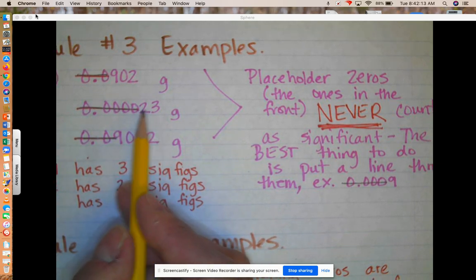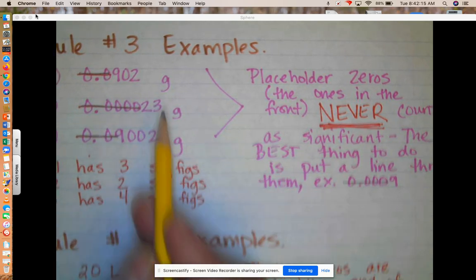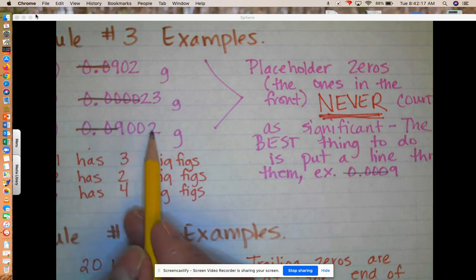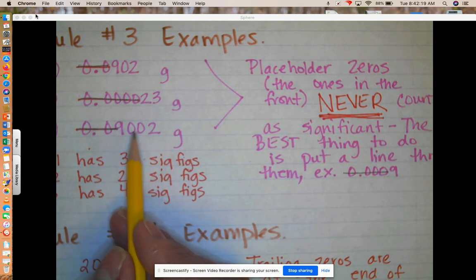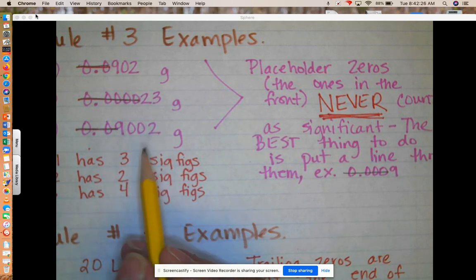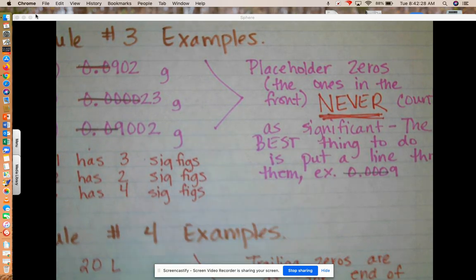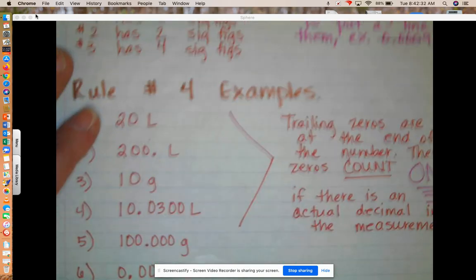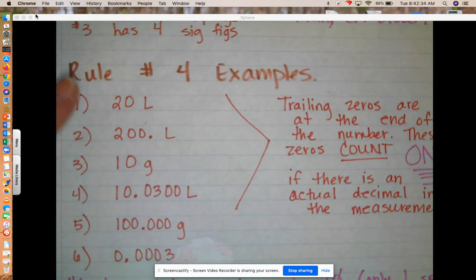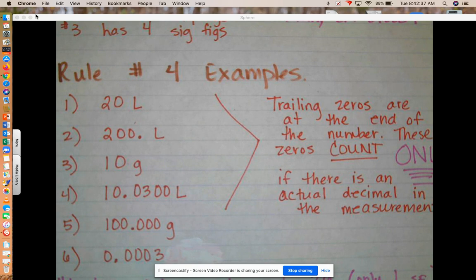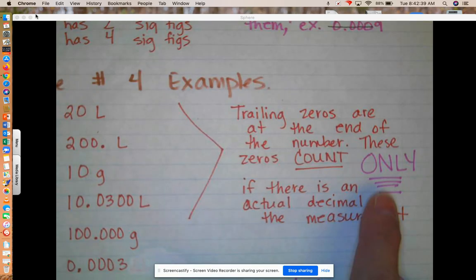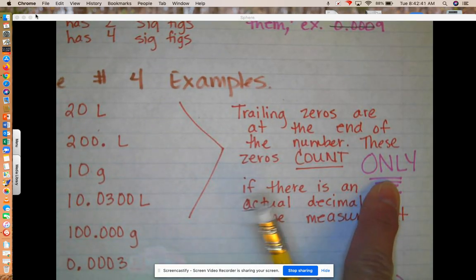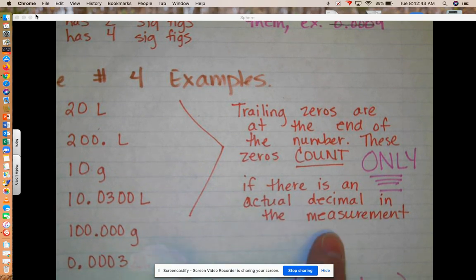Here, the 2 counts, the 3 counts, so 2 sig figs. Here, the 9 counts, the 2 counts. Do these 2 zeros? Yes, they're between 2 numbers, so we count them. So this one would have 1, 2, 3, 4 sig figs. Right? That's the ones in the front. The zeros in the back are with rule number 4. They're called trailing zeros. And it says they are at the end of the number, and these zeros count only if there is a decimal anywhere in that measurement.